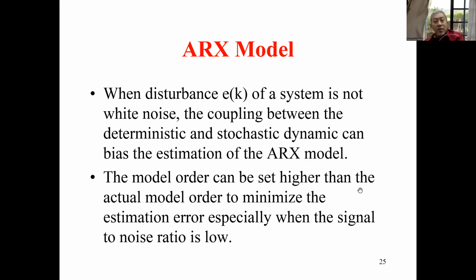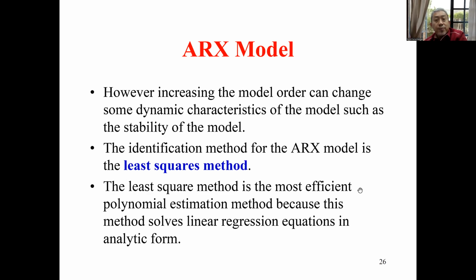But when the disturbance e(k) of a system is not white noise, the coupling between the deterministic and stochastic dynamics can bias the estimation of the ARX model. So the model order can be set higher than the actual model order to minimize the estimation error, especially when the signal to noise ratio is low. Why is it low? Because the signal is small and the noise is high. That's why you get the SNR low.